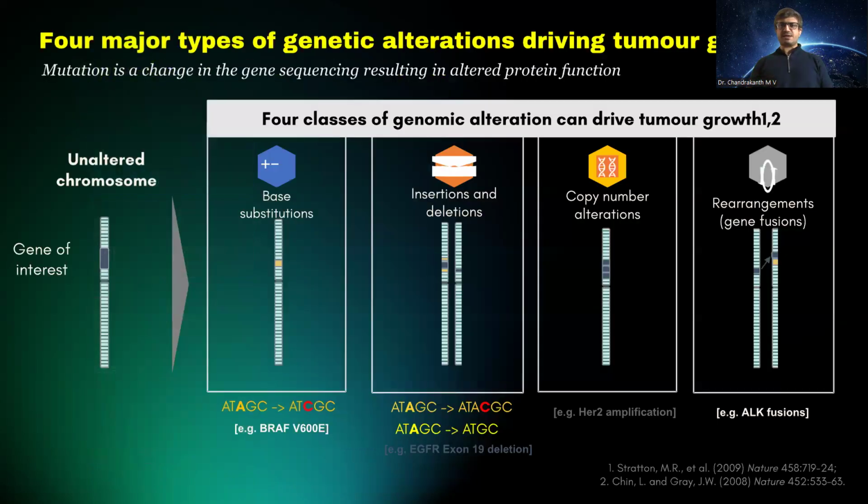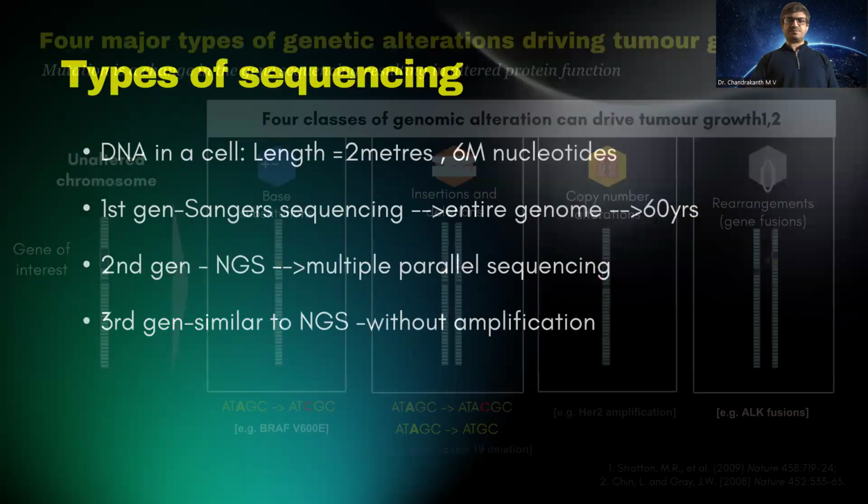There are four main genetic alterations driving tumor growth. Number one is base substitution. Classical example is a BRAF V600E. The second variety is insertion and deletion. Exon 19 deletion EGFR, the classical example. Number three is copy number alterations. For example, a HER2 amplification. And then rearrangements are fusions. The typical example is an ALK fusion. These are the four classes of genomic alterations.